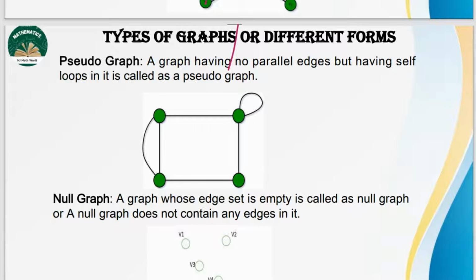The next type of graph is the pseudograph. What is meant by a pseudograph? A graph having no parallel edges but having a self loop is called a pseudograph. It can have a self loop, but there should be no parallel edges. So here it should not have a parallel line, but it can have a self loop. Then it is called a pseudograph. So this line should not be there.